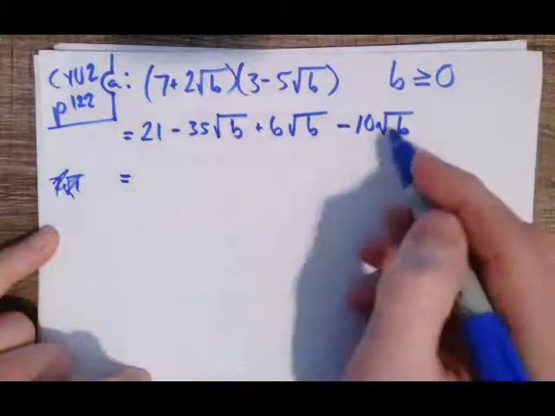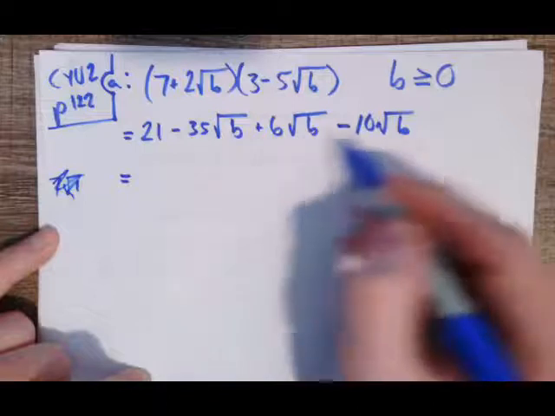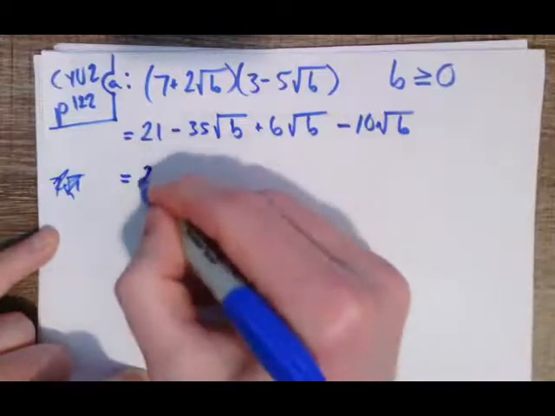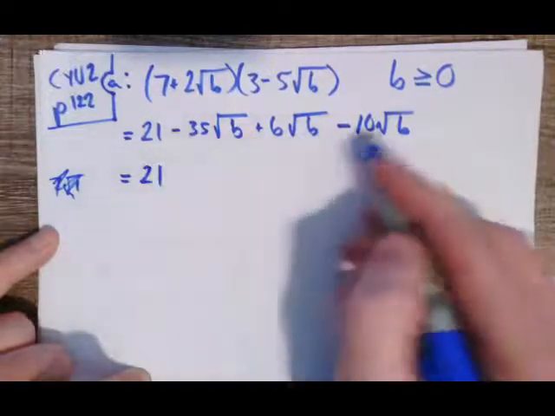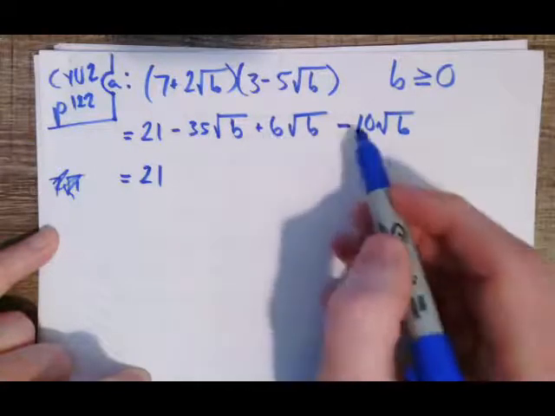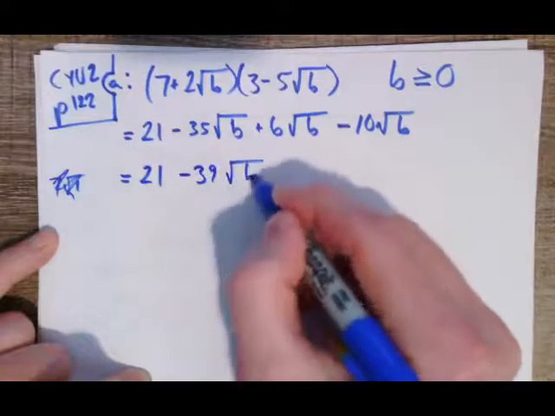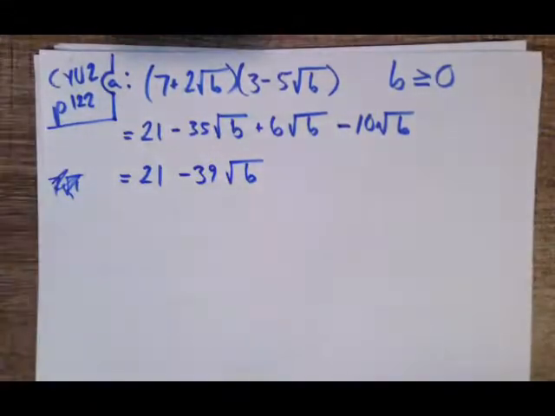Well, we've got a bunch of root b's, so those can all combine. 21 can't. So 21, and then root b, root b, root b. So negative 35 and 6 is negative 29, and 10 is negative 39. Minus 39 root b.